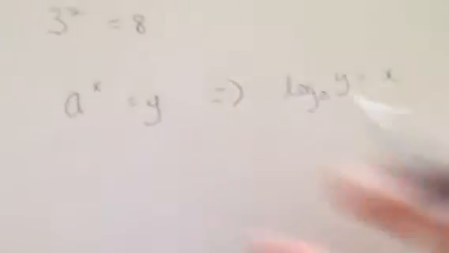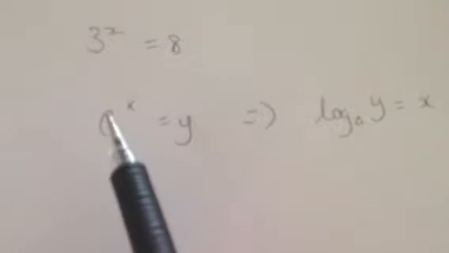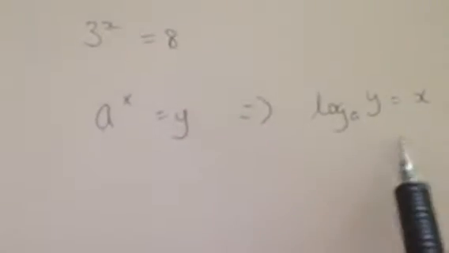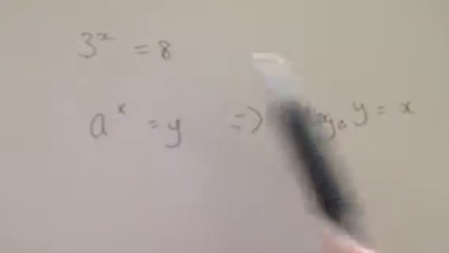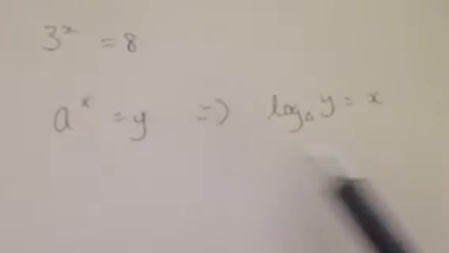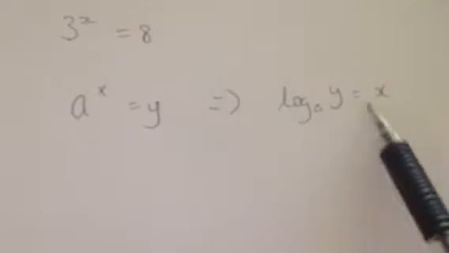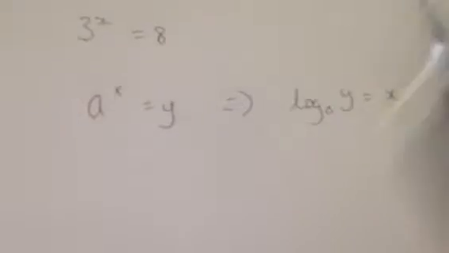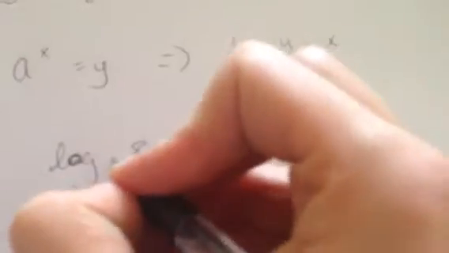So here I have 3 to the power of something is equal to 8. So comparing here, instead of the a over here, I'm going to put in the 3. It's my base number. Instead of the y, I'm going to put in the 8, and I'll get out the missing power, which is the whole point of it. It's the whole point of logs. So log of 8 in the base 3, and you can just put that into your calculator.